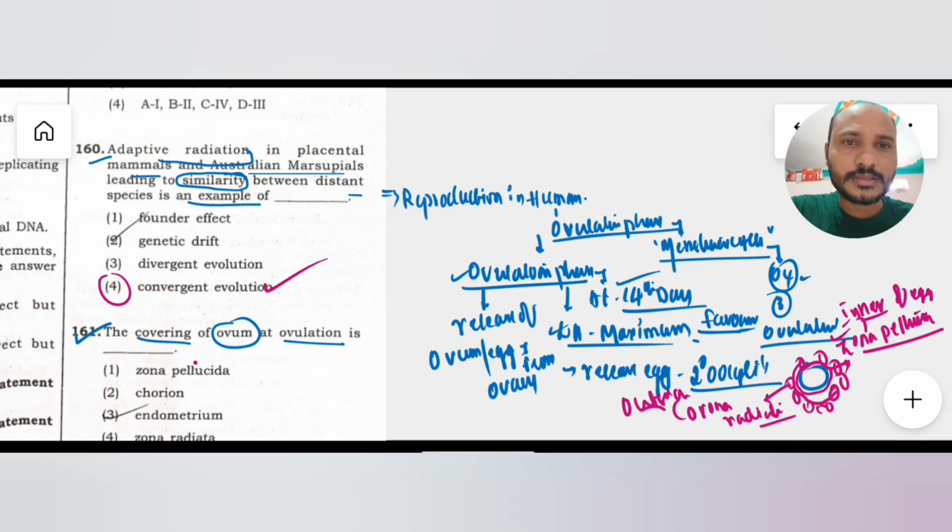So here it is asking about the covering of the ovum at ovulation. At the ovulation stage, what covers the egg? Zona pellucida. So zona pellucida is the right one. Why? Because zona pellucida forms after ovulation, when the ovum comes out from the ovary and enters the fallopian tube. At that stage only, the ovum forms a new membrane around it. That new membrane is nothing but zona pellucida. So the right answer is zona pellucida.